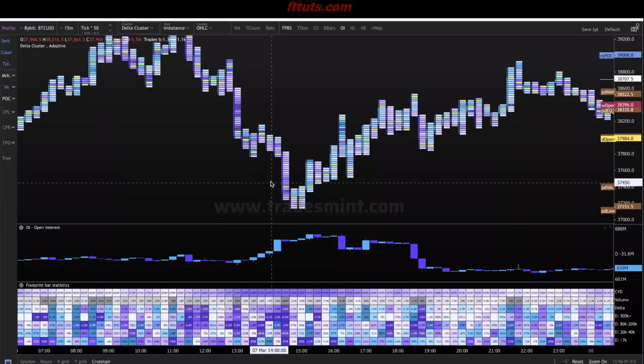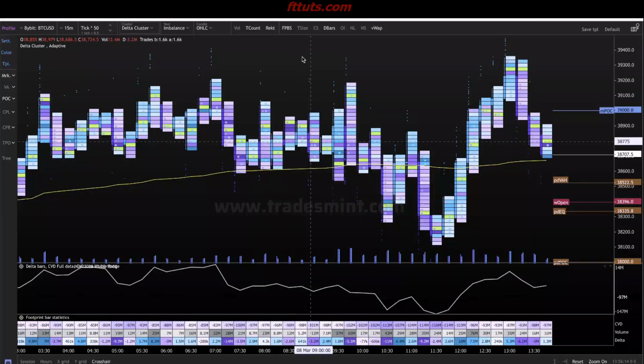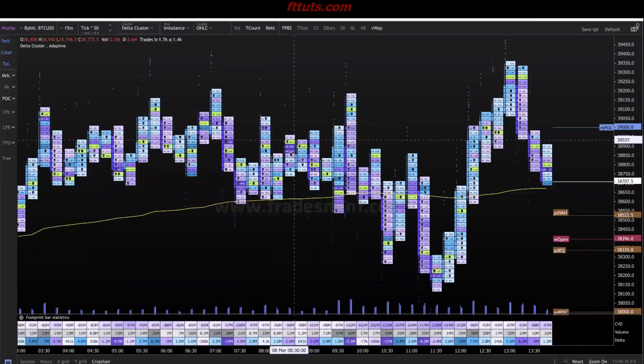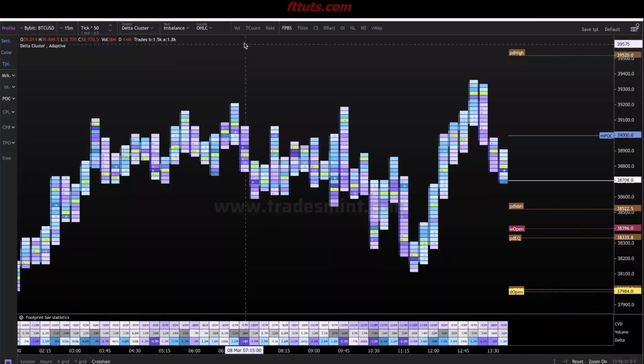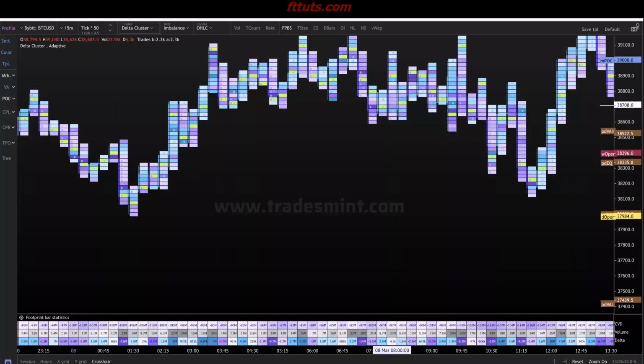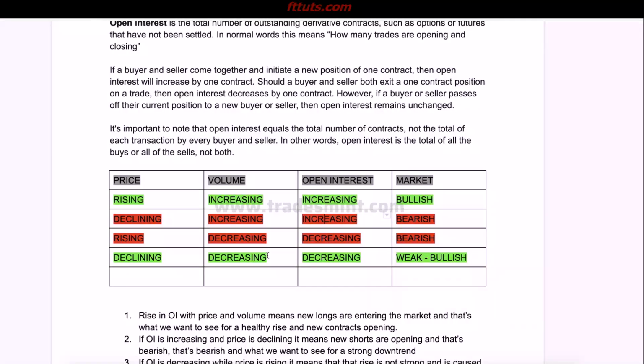Okay, now this is not something that you would use to actually take a trade specifically. This is just helping you to identify your market conditions. And let me turn some of these things off for us right here. Now, if you see that price is coming up, but volume and open interest are decreasing, this is bearish. We're going to go into some examples of this.